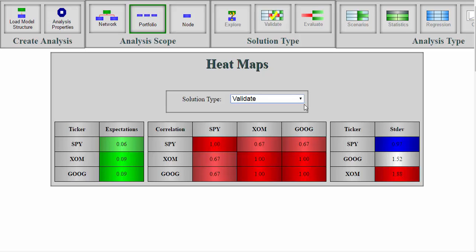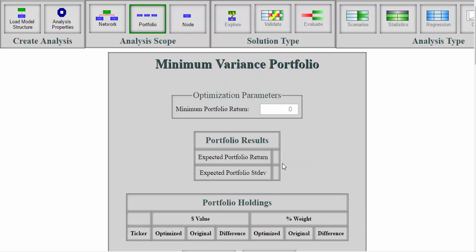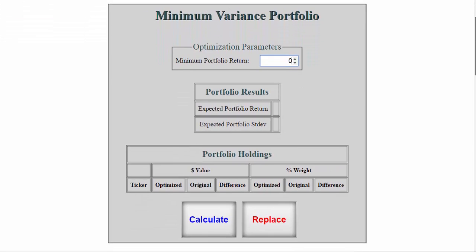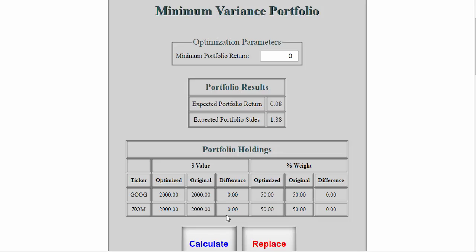Click the Portfolio button on the ribbon. Click Optimization. Type 0 in minimum portfolio return. Next, click Calculate. The optimization module shows several portfolio and holdings results.